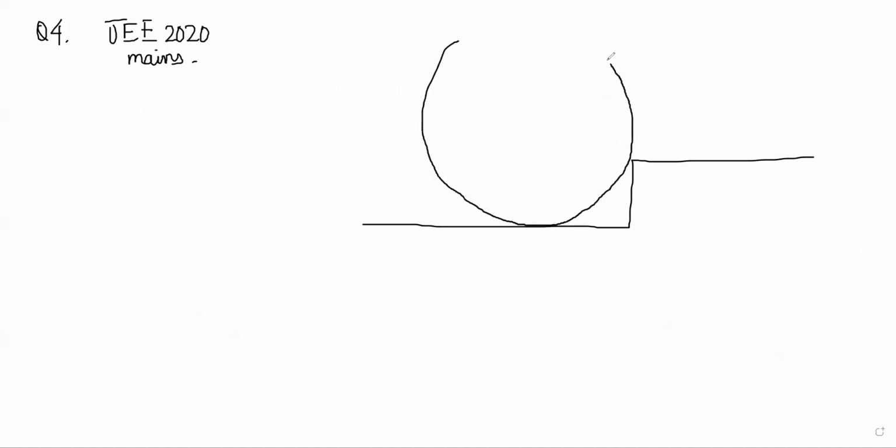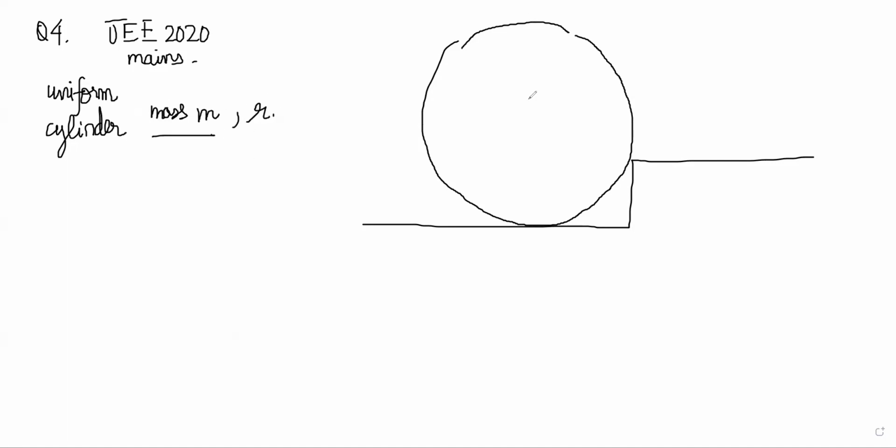So here we have a steps type of situation, and then there is a sphere like this, or a uniform cylinder of mass m, radius r, which is supposed to be pulled over the step, and the step height is a. This is the height of the step, and a is less than r.